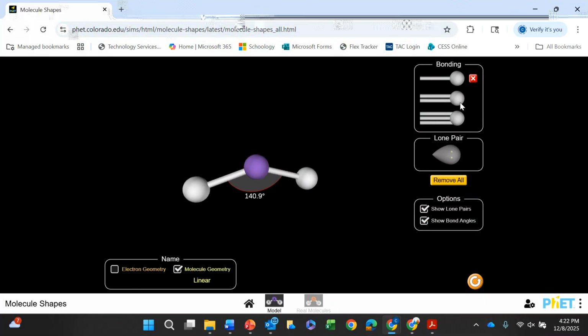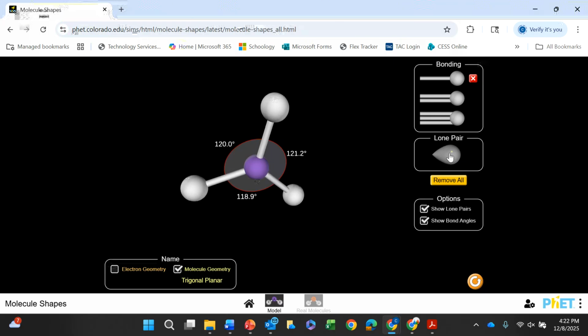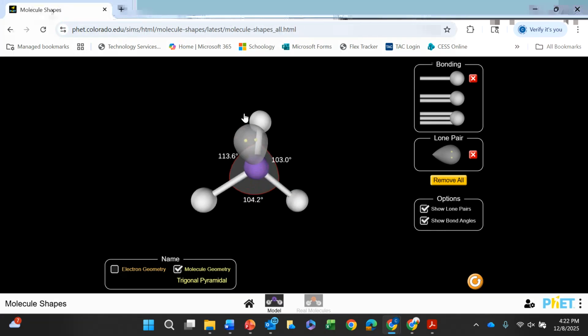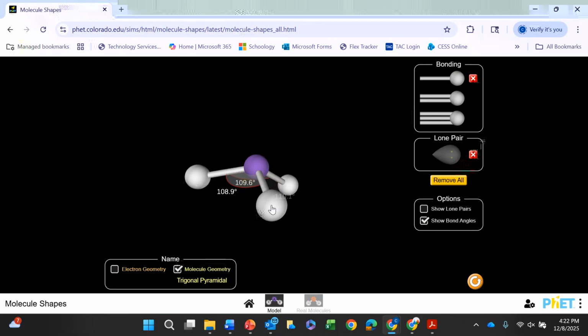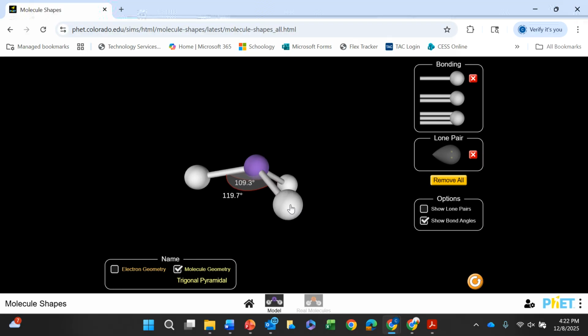So it would look like this. I take my 3, add a non-bonded lone pair, and ta-da, if I don't show that, I get that trigonal pyramidal shape.